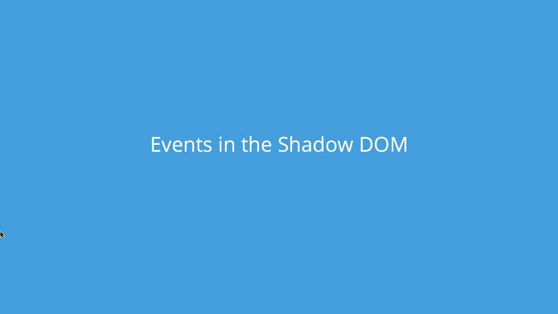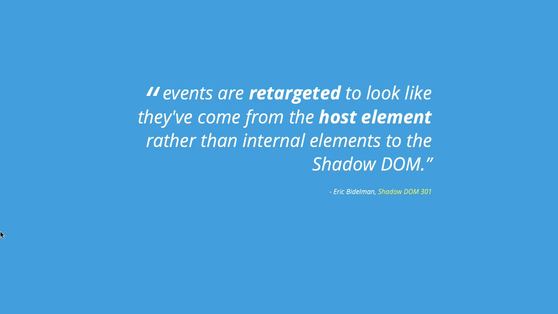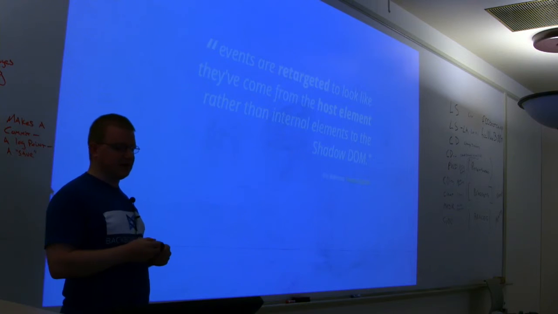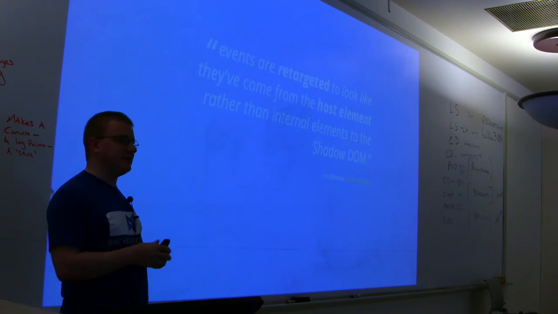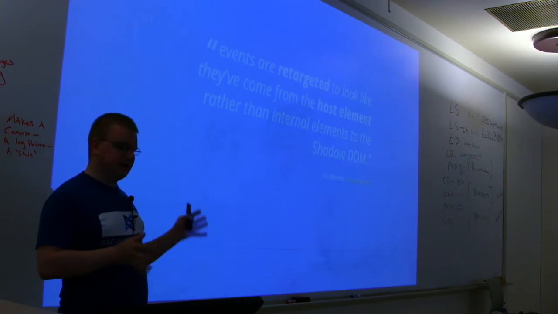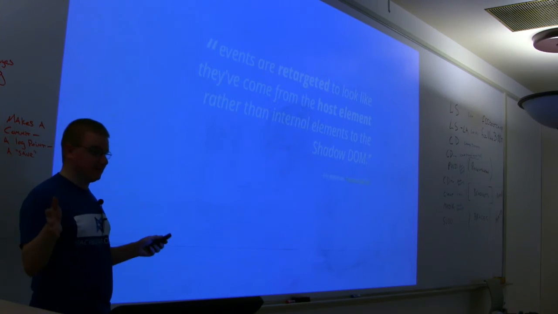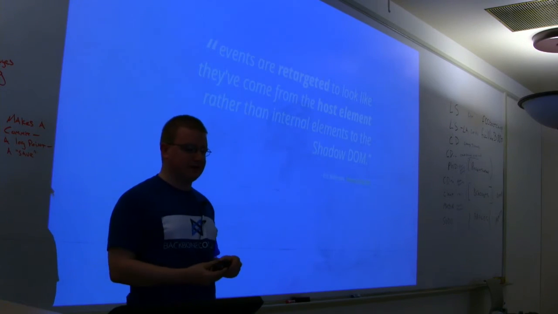All right, events in the shadow DOM. Here's the key. Events are retargeted in the shadow DOM to look like they came from the host element rather than the internal elements of the shadow DOM. So if you have HTML DOM events, these are your standard everyday events, things like clicks, mouse over, change events from input fields. If these events are triggered from elements within the shadow DOM, they're going to be retargeted to the parent node, to the host element. Not the shadow root, to the host element.